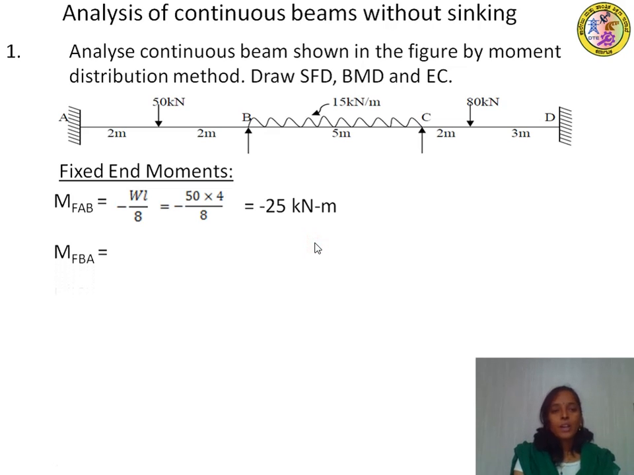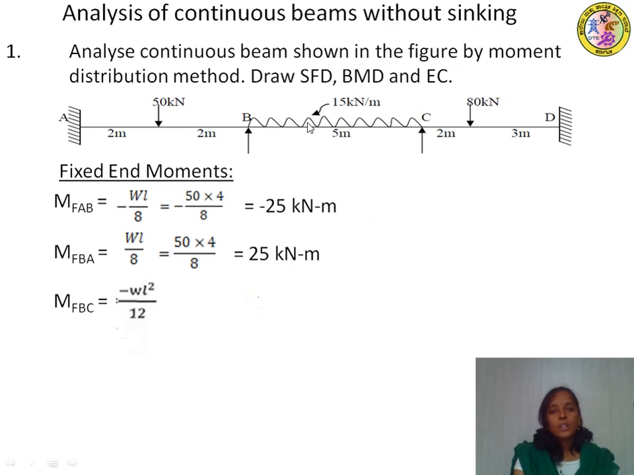Next we have to find MFBA, fixed end moment for BA. So that is equal to plus WL by 8. That will be equal to, if you substitute the value of W and L, it will be equal to plus 25 kilonewton meter. Next we will find MFBC, fixed end moment for BC member.